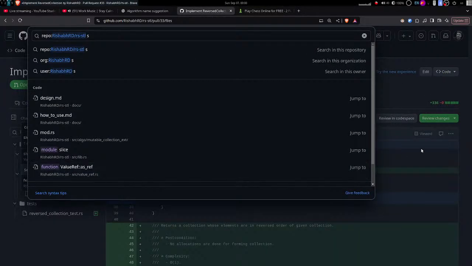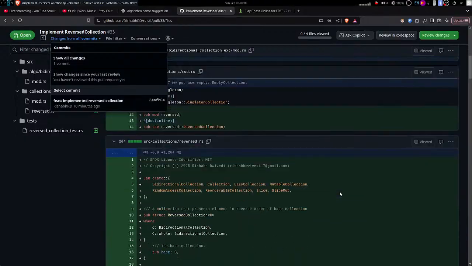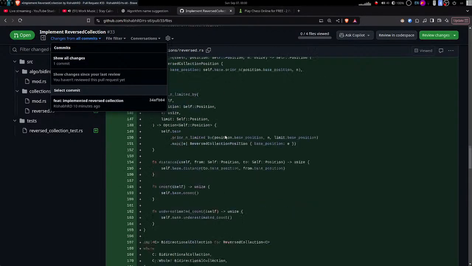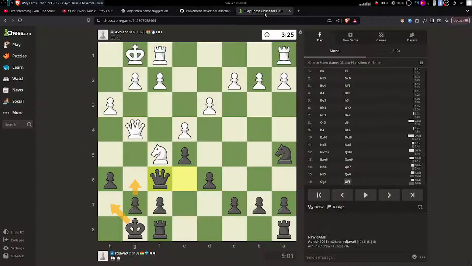Till then, I can also see if my reversed collection implementation is going fine. Is there something remaining in tests? I don't know. Let's see what he plays.